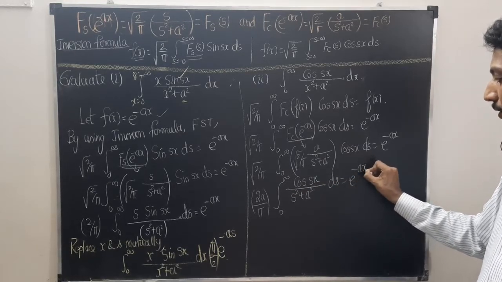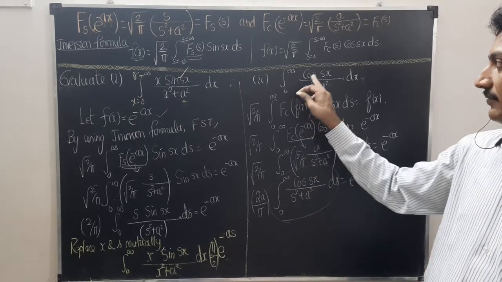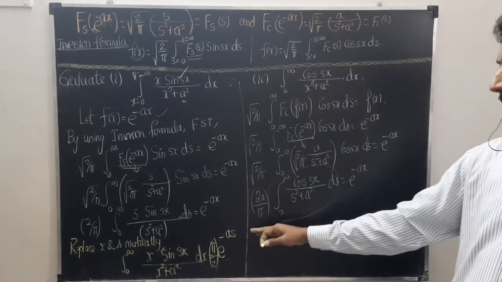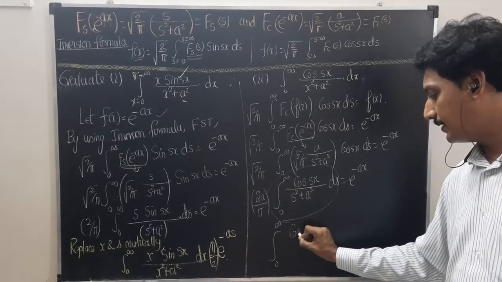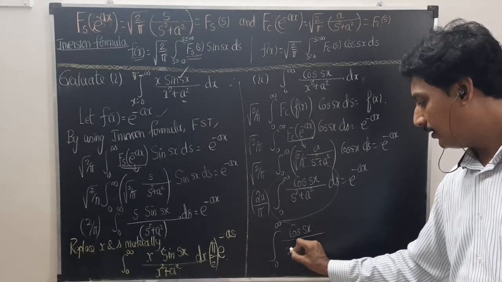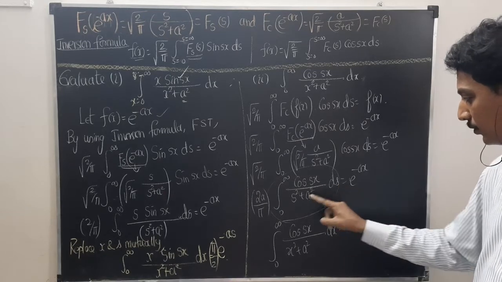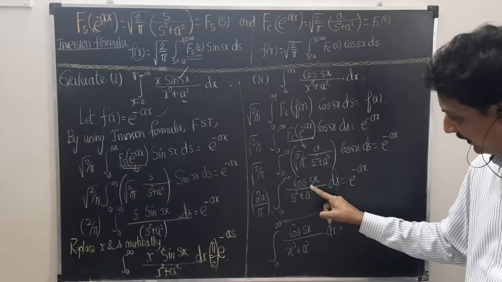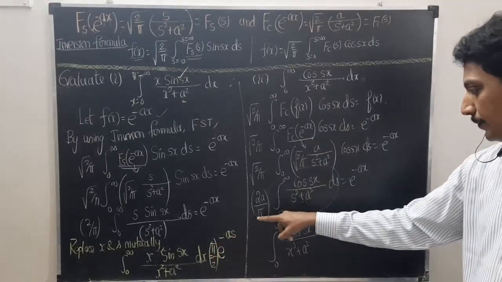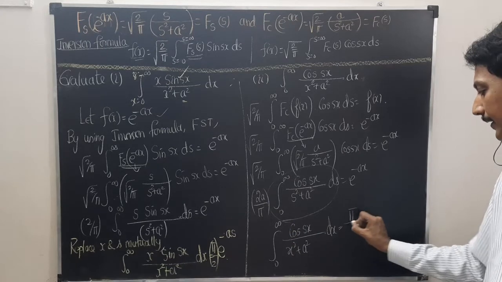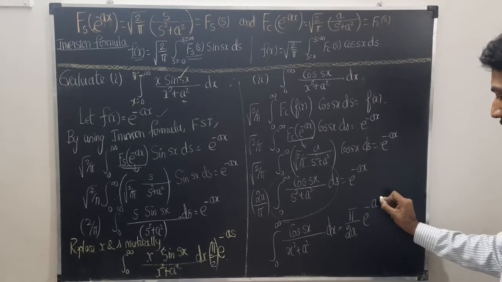Once again, almost we reach the answer, but in the place of s we need x. So replace x and s mutually, and we get integral 0 to infinity cos sx by x squared plus a squared dx. Here s becomes x and x becomes s, mutually. Now 2a by pi comes as reciprocal, pi by 2a, e power minus as.